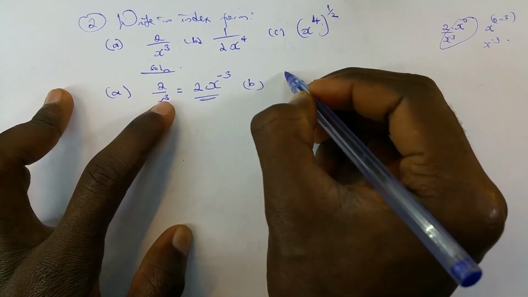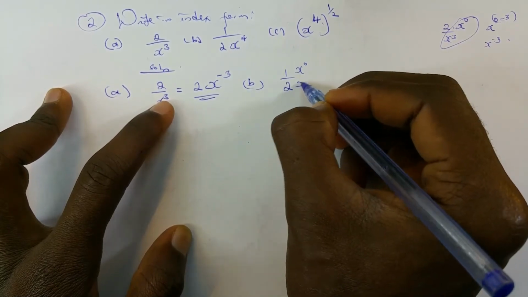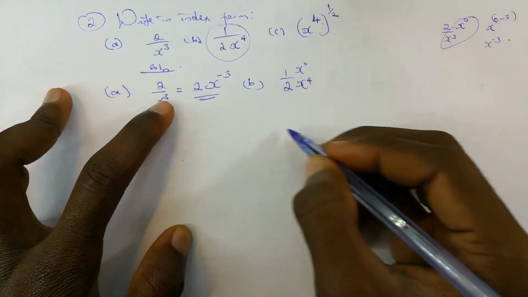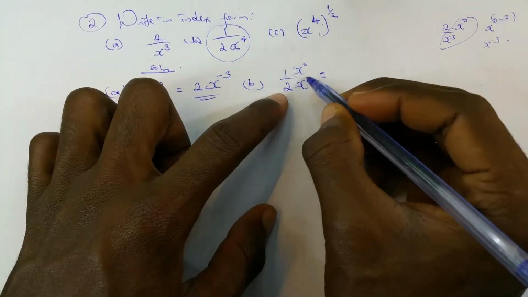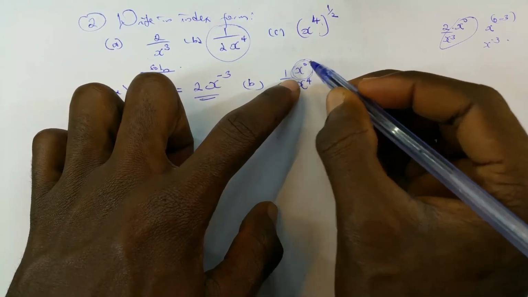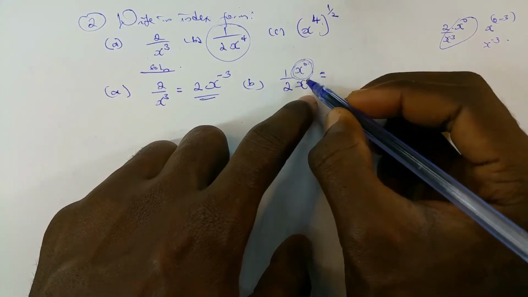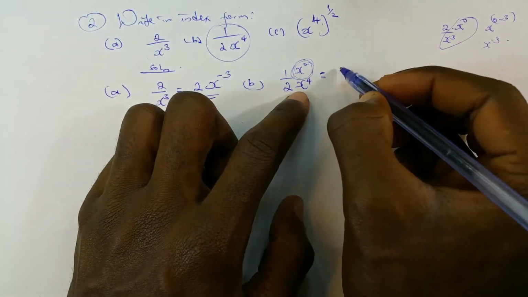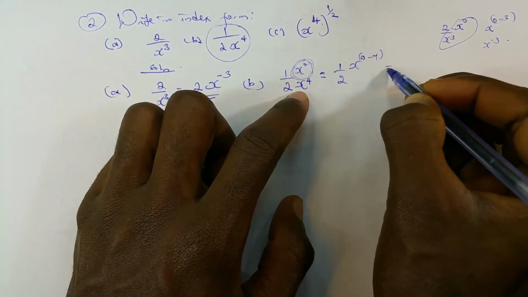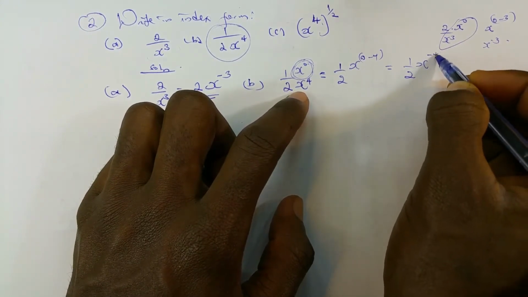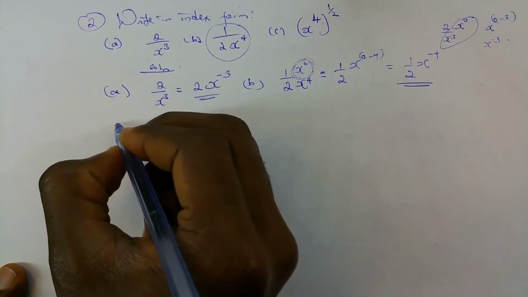Then B, we apply the same thing. You have half. Remember we have a silent x to power 0 here, then x to power 4 down here. In our previous video, we looked at how a number to power 0 becomes 1. You can go back and check if you want to know more about deriving the properties. So we have a half, and x is now to power 0 minus 4. We remain with half of x to power negative 4, because 0 minus 4 is negative 4.